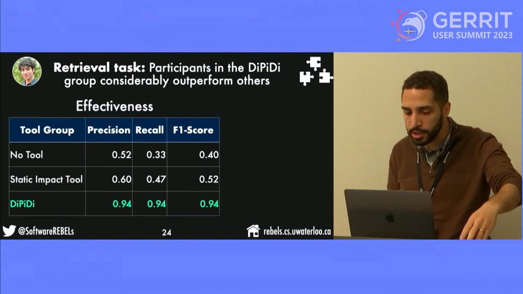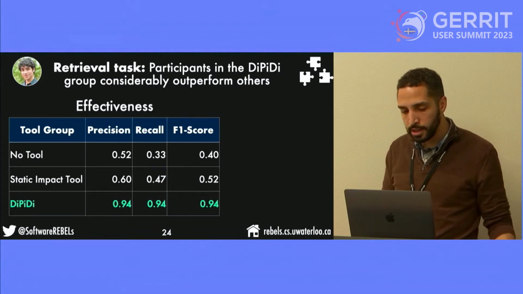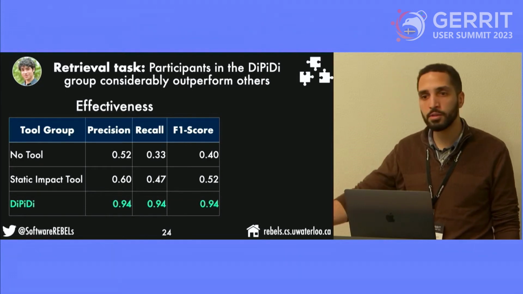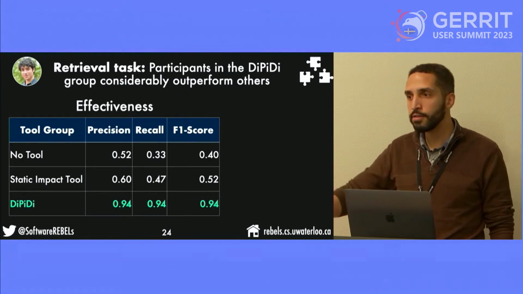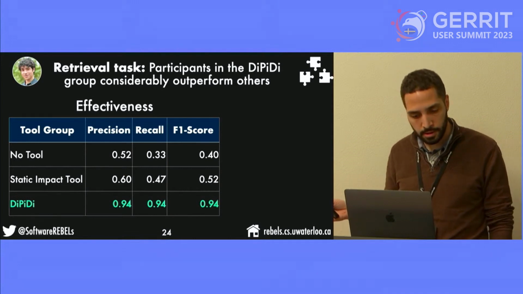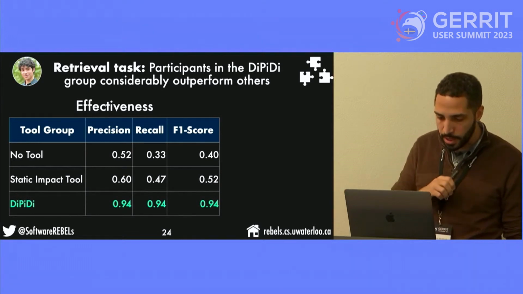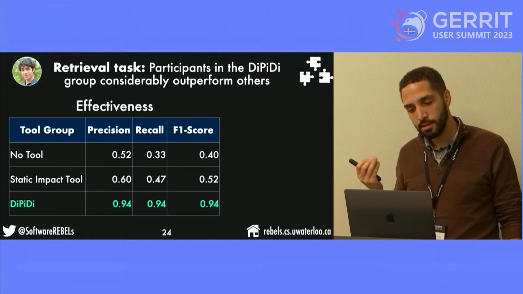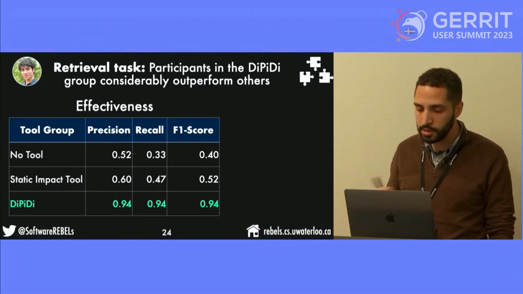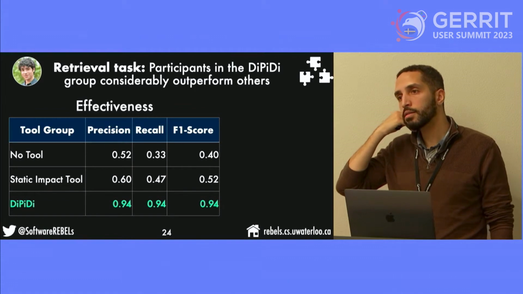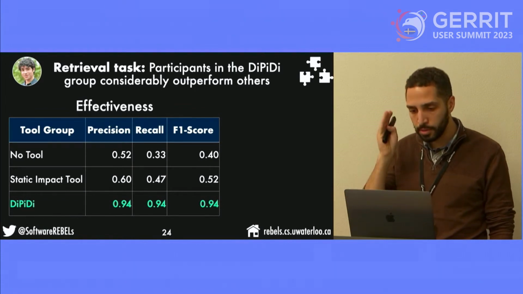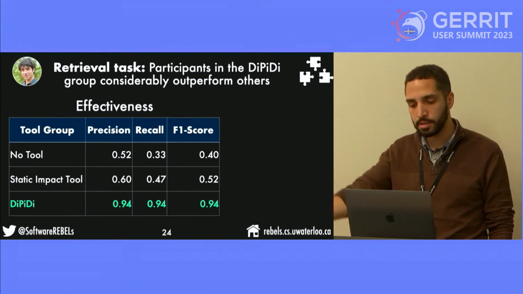What we're finding is the no tool group is as good as a coin flip. 50% of the time they're correct when they say this is impacted, 50% of the time they're incorrect. The static impact tool improved that to 60%. And then when they were using DPD, it went up to 94%. So really a substantial improvement in how often people are correct when they say something is impacted.